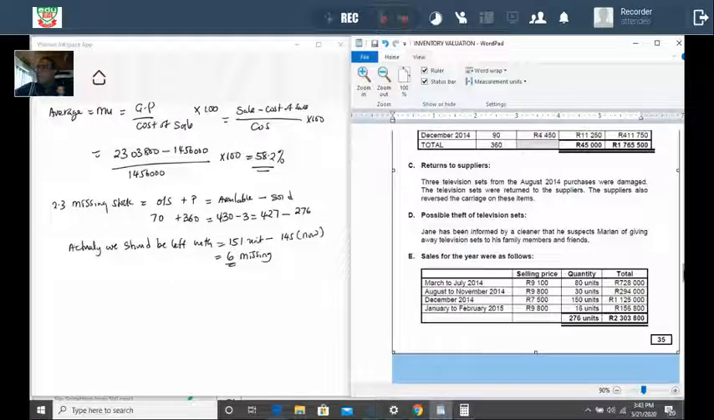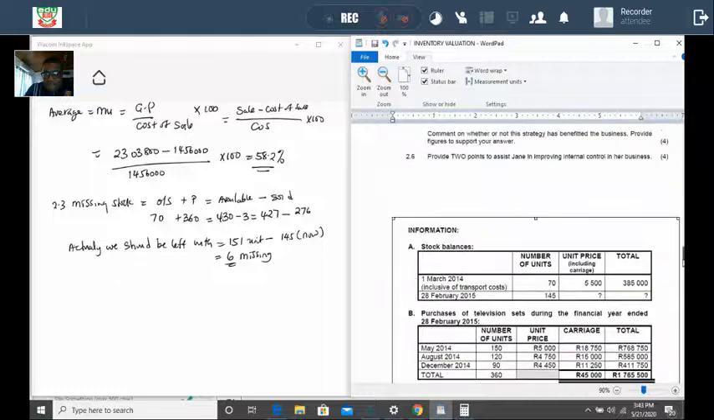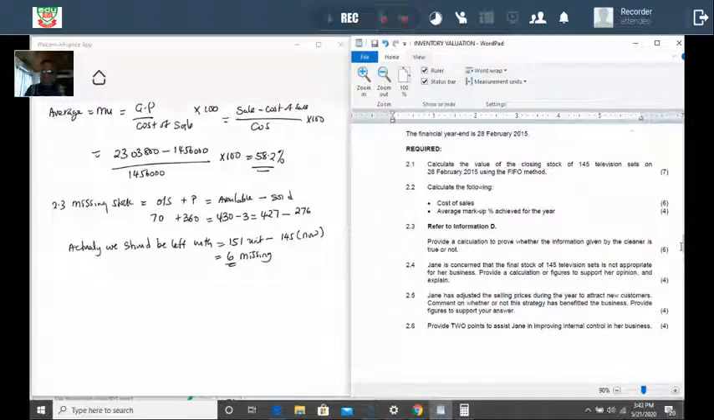So now we go to the next one, which says Jane is concerned that the final stock of 45 TV sets is not appropriate for her business. Provide a calculation. 2.4 is theoretical, you have to know it. You ask yourself, how many TVs did I buy and how many did I sell? So you see that I'm left compared to what was sold.